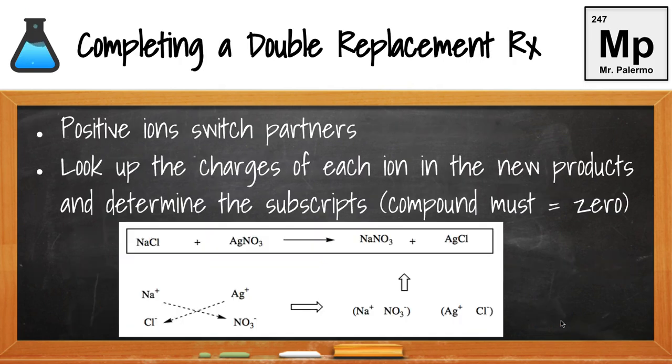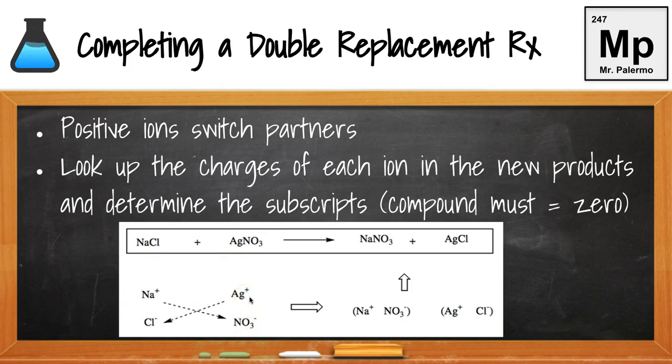So how do we complete a double replacement reaction? Well, recall that when we place ionic compounds into water and form aqueous solutions, they're going to dissociate into ions. So they're going to ionize. We have sodium forming the positive ion, chlorine forming the negative, silver forming positive, and nitrate forming a negative. And so these ions are now floating around in solution.